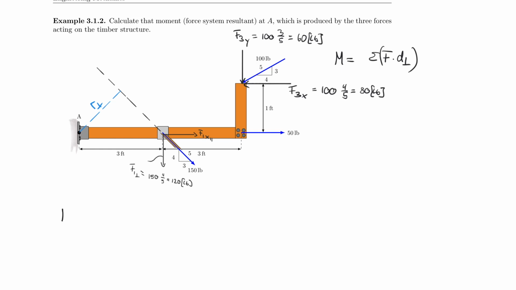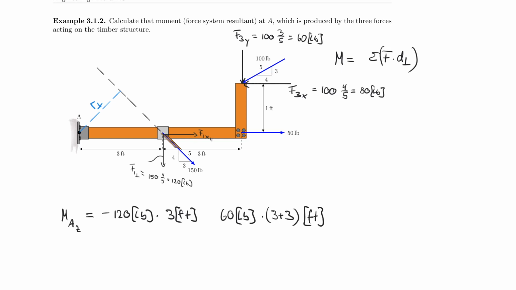So let's write down M of A about the z-axis, of course, is equal to F1, which is 120 pounds, multiplied by 3 feet. That's that lever arm. And we said that's turning clockwise, therefore it's negative. Now I need to worry about the 60 pounds. So 60 pounds from F3 multiplied by 3 plus 3 feet. That's the lever arm.